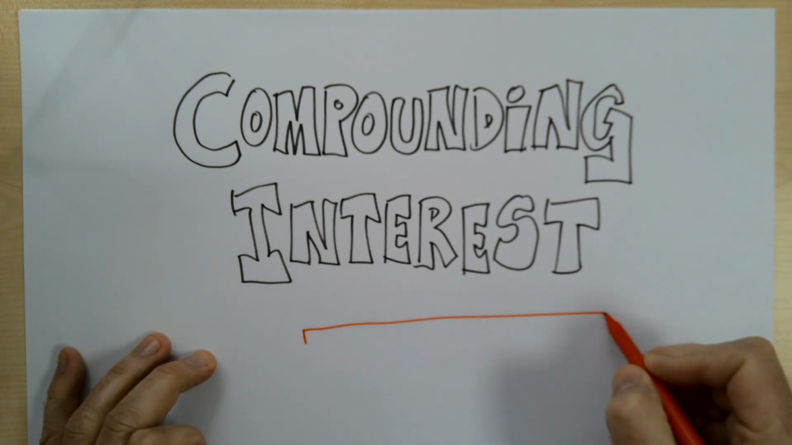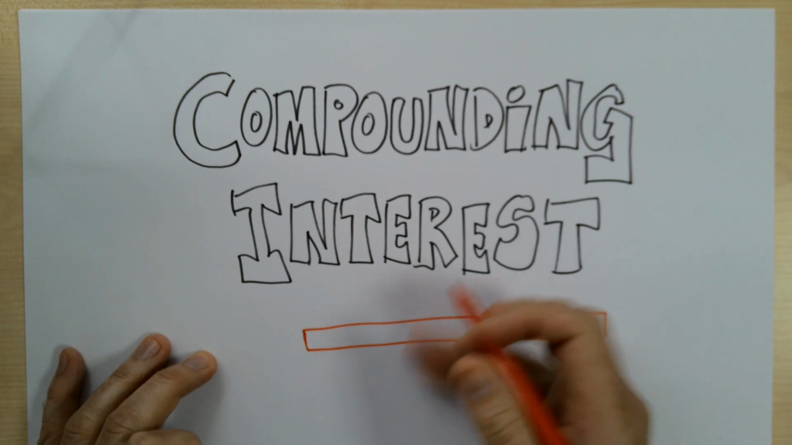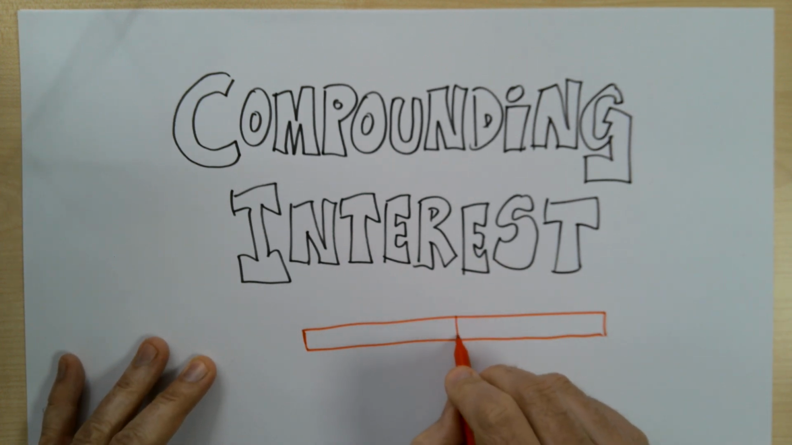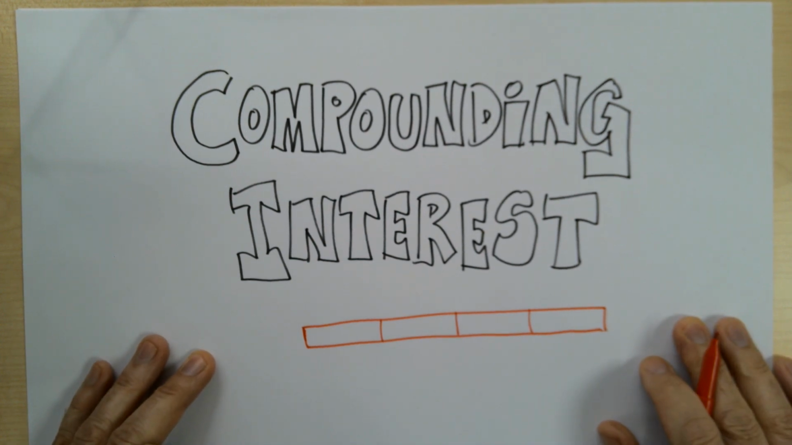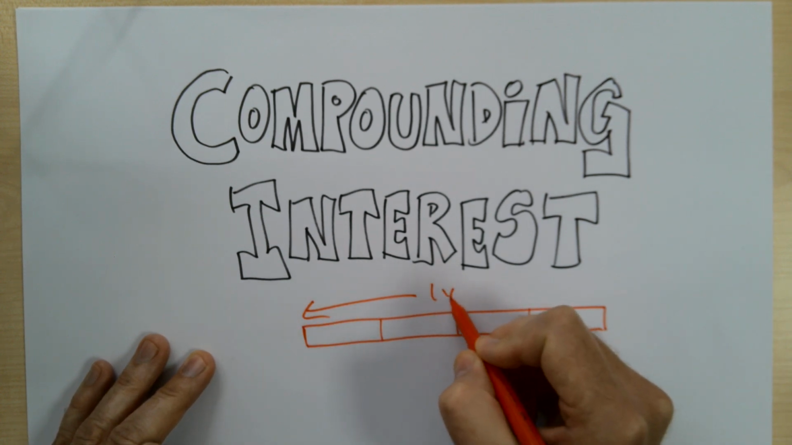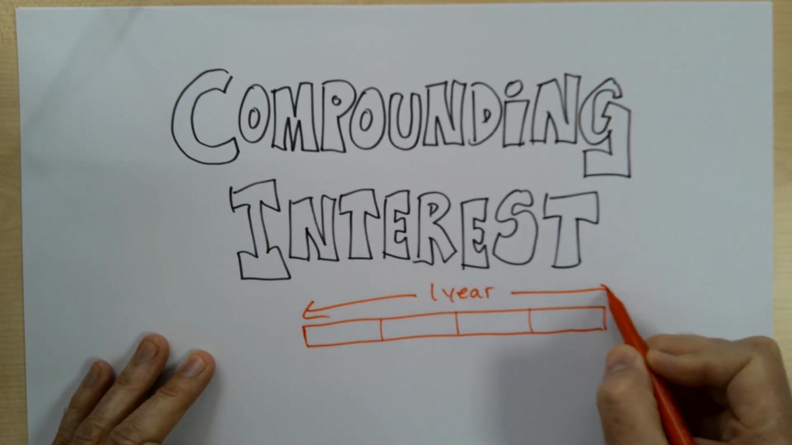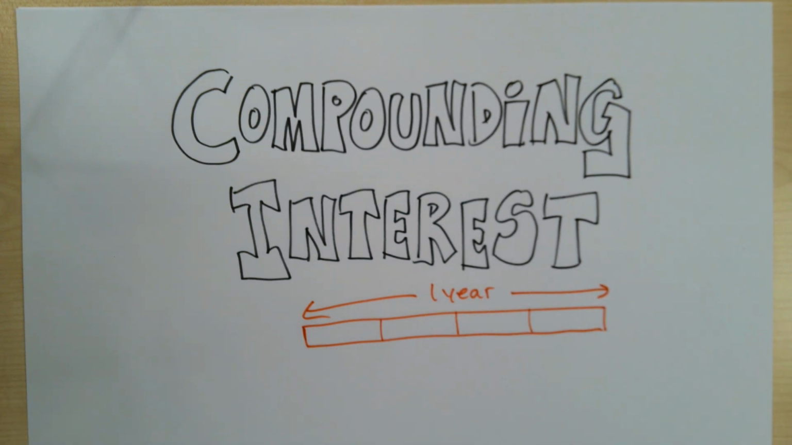So if that represents a year, let's try and make this. All right, so I've got the year into quarters. So this whole thing here is 1 year. And let's say this particular bank account says we are doing compounding interest and it compounds quarterly.